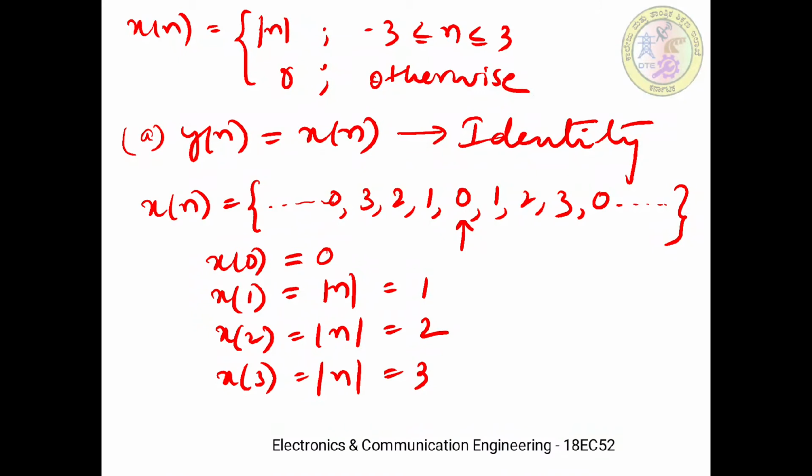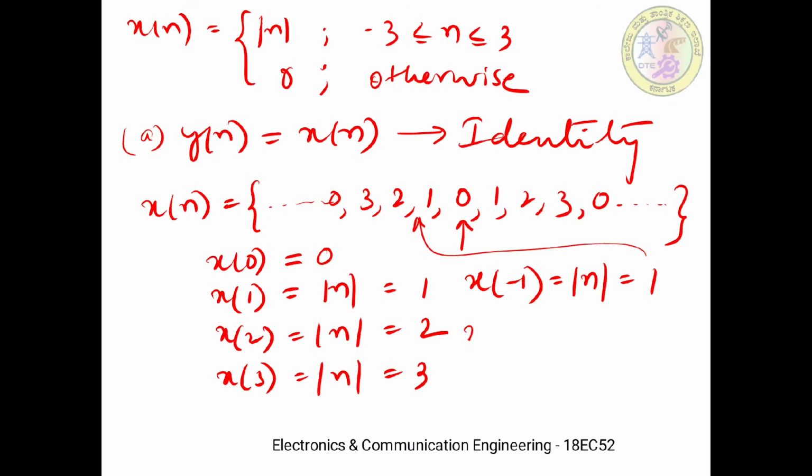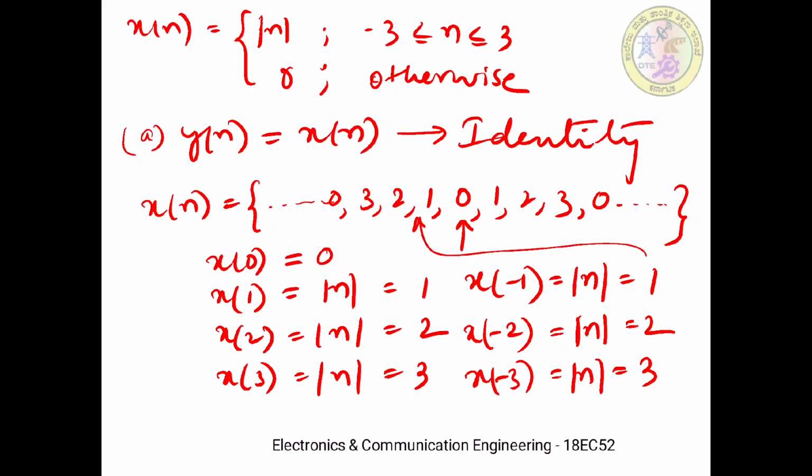Now coming to the other side, what is x of -1? x of -1 is also the magnitude of n, so its value is 1 only. So that's why here we are writing +1. Similarly x of -2 is again the magnitude of n, that is 2, and the x of -3 sample, its value is also 3 only. So now this is the description of the input sequence.